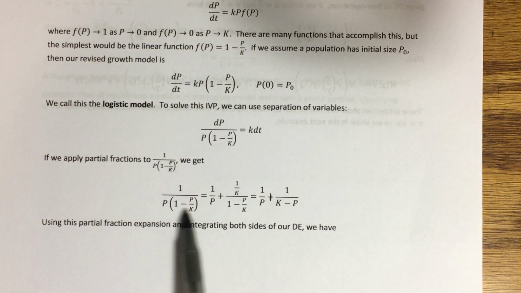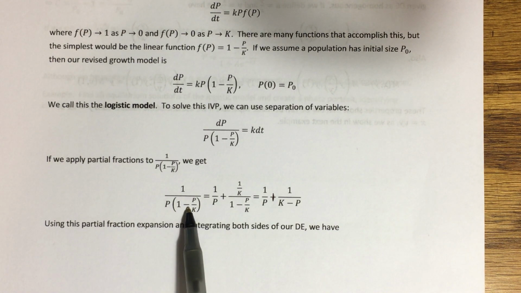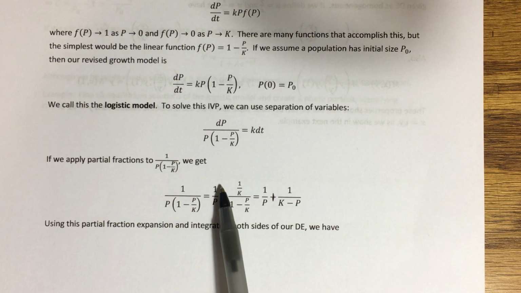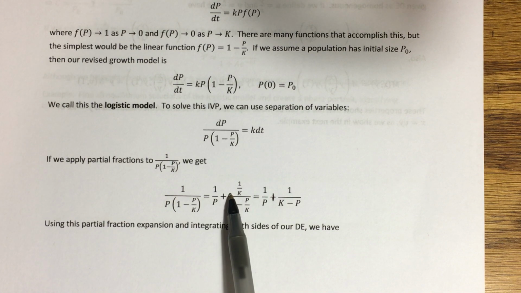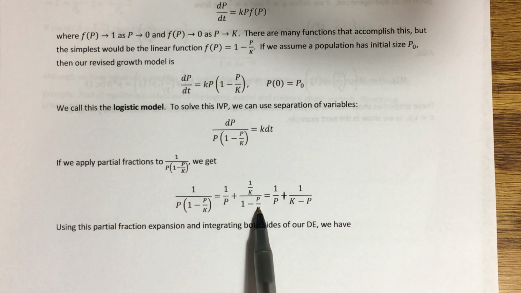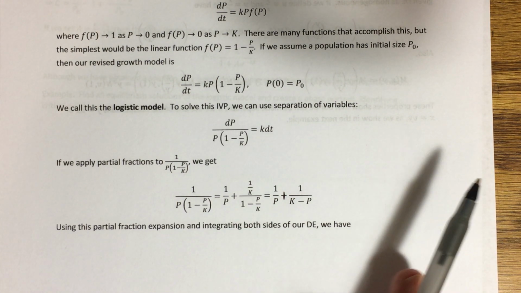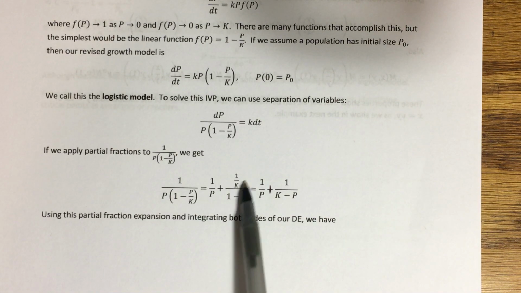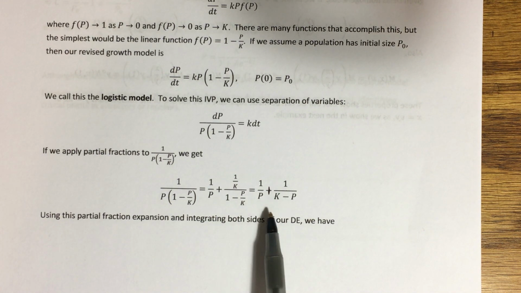So if you do a partial fraction decomposition on this guy, you can see it's going to become 1 over p plus 1 over k over 1 minus p over k. That's fine. I could leave it in that form if I wanted, but I would prefer that second term to look a little bit simpler. So I can multiply the numerator and denominator by k to cancel these k's out. That gets me 1 over k minus p.